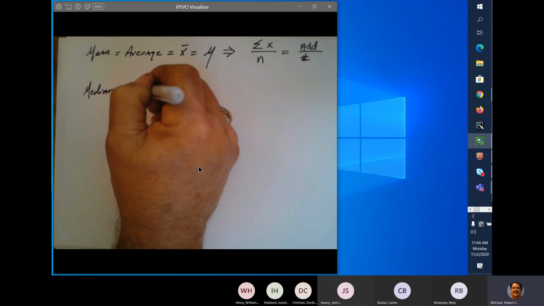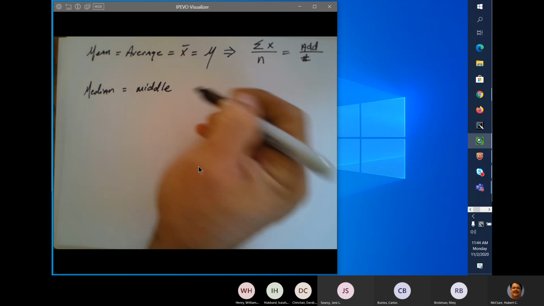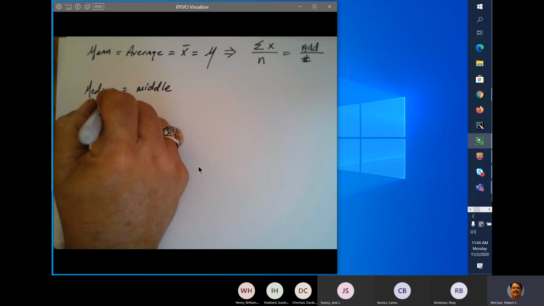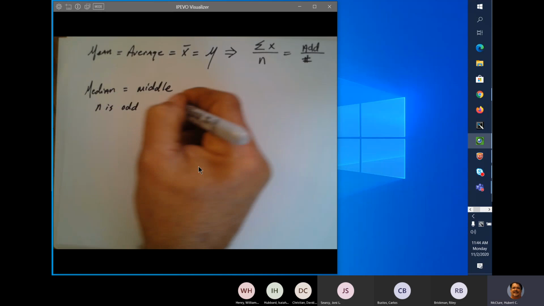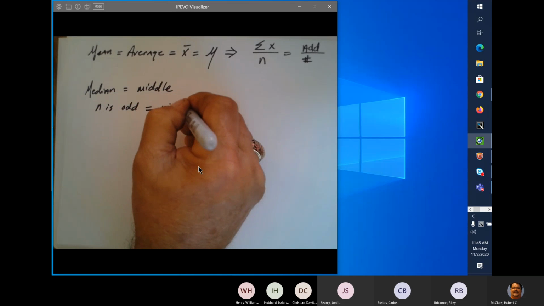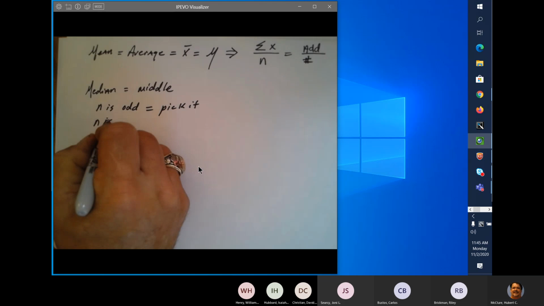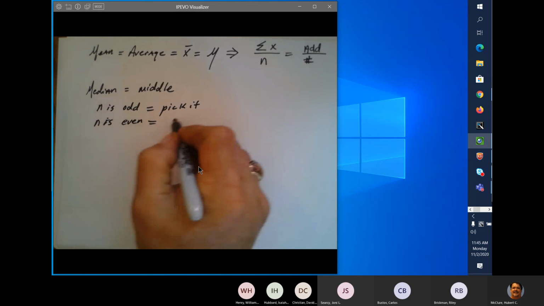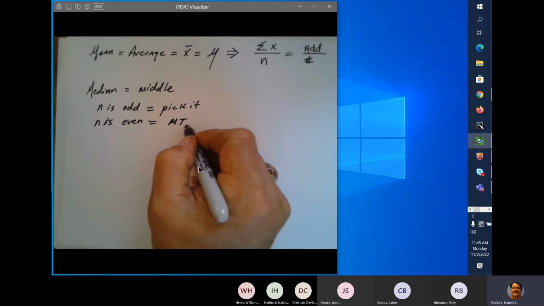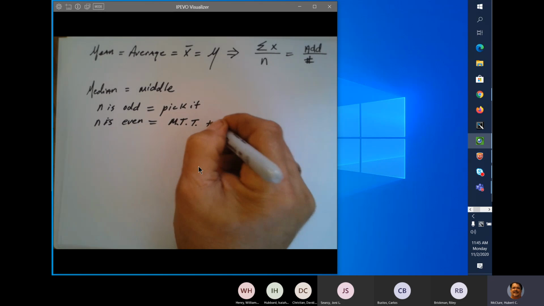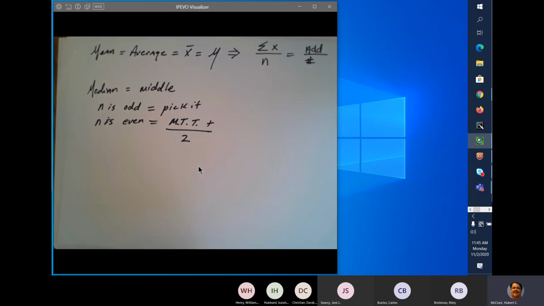The median. The median is the middle. When n is odd, you just pick it. Count down, find the middle, and that's the median. When n is even, you have to find the middle two terms. The middle two terms, add them together, and divide by 2. And we're going to do that here in a minute so you can write it down as an example.